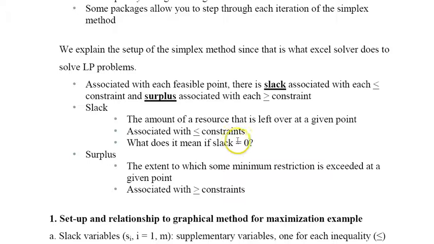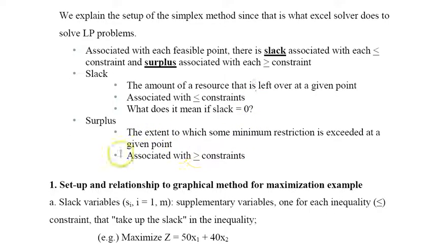So if a slack is 0, what does that mean? We answered that for you. That means we used all that resource. Surplus, on the other hand, is associated with the greater or equal constraints, which means it represents the extent to which some minimum restriction is exceeded at a given point. So if my restriction is to meet the demand at a point and I ship more product than is needed, the extra would be my surplus. Okay.